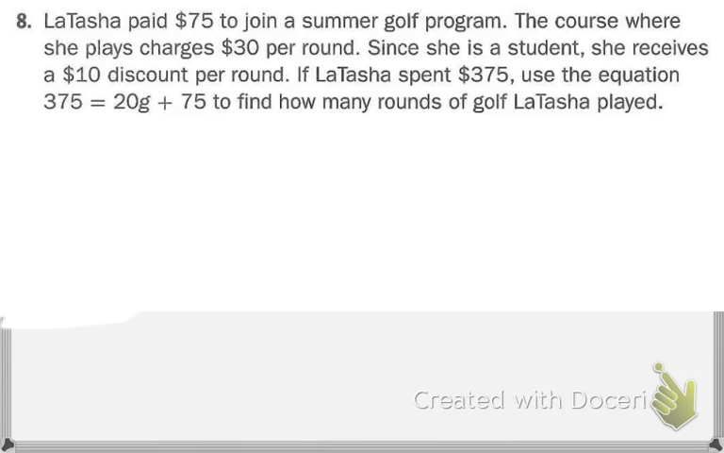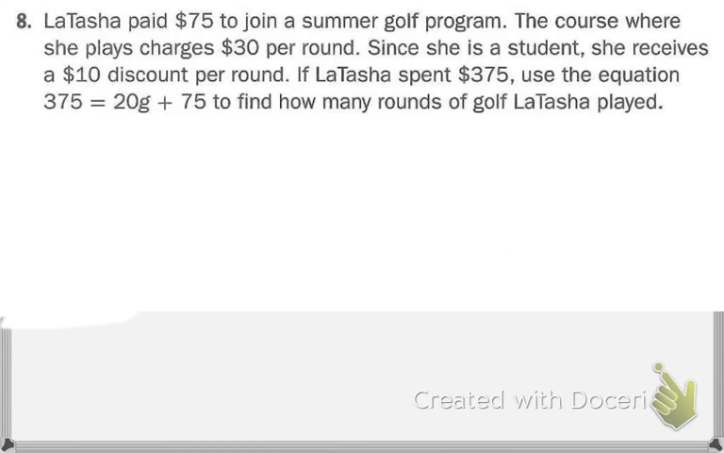The course where she plays charges $30 per round, meaning $30 for every round. So we don't know how many rounds she's going to play. It says since she's a student, she receives a $10 discount per round. So she's not paying $30 per round. She's paying 30 minus 10, so she's paying $20 per round. And so that's what that tells us. So that's where the 20 came from right here. $20 times the number of rounds that she plays.